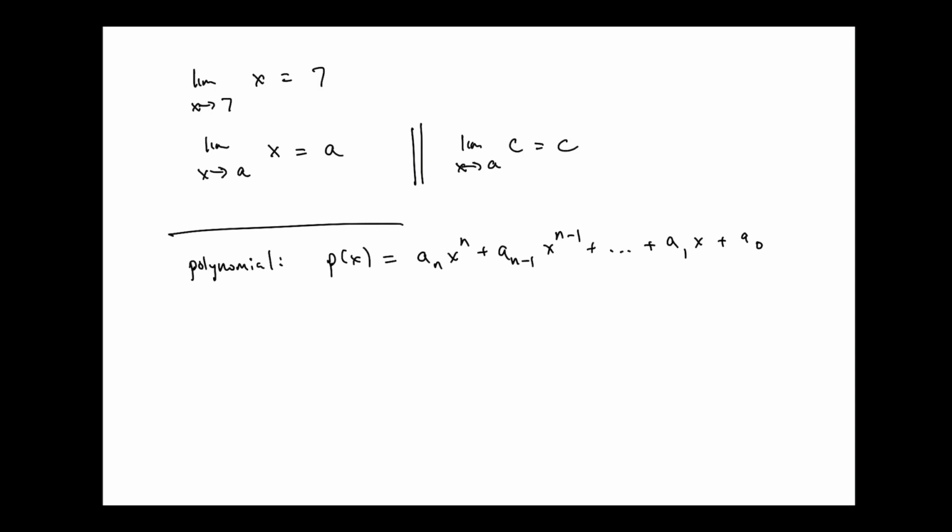Okay, so do I get to just plug? So if I'm asking what is the limit as, say, x goes to, well, I've already used a for something, so let me use b. I claim that this is just equal to p of b. All you have to do is plug the number into the polynomial. Okay, but let's think about why that's true. What were the limit laws that we talked about last time?